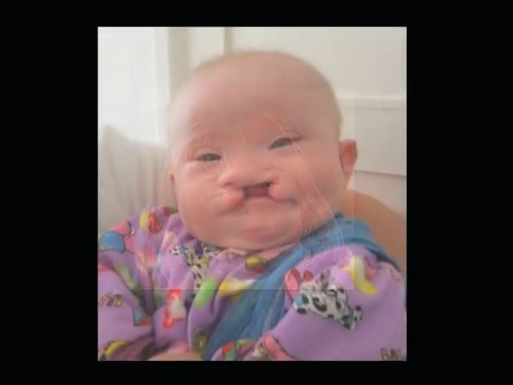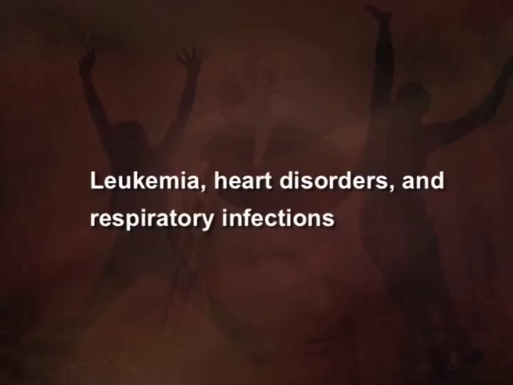An individual with Down syndrome has a round face, a flattened skull, an extra fold of skin over the eyelids, a protruding tongue, short limbs, and retardation of motor and mental abilities. The syndrome makes the individual susceptible to leukemia, heart disorders, and respiratory infections.